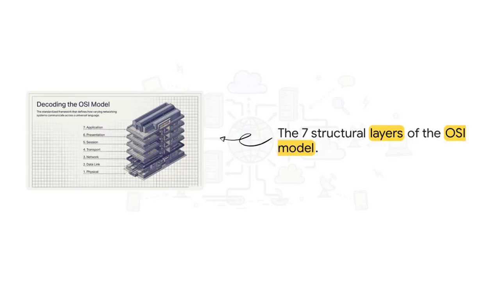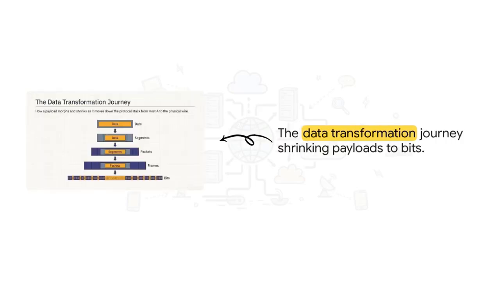This standardized framework dictates exactly how totally different networking systems can actually communicate with each other. It's a 7-layer architecture, starting all the way up at the user-facing top layer, the application layer, and moving all the way down to the absolute bottom, the physical layer. Let's look at what actually happens to your data as it descends through those specific layers. It undergoes a literal transformation journey.